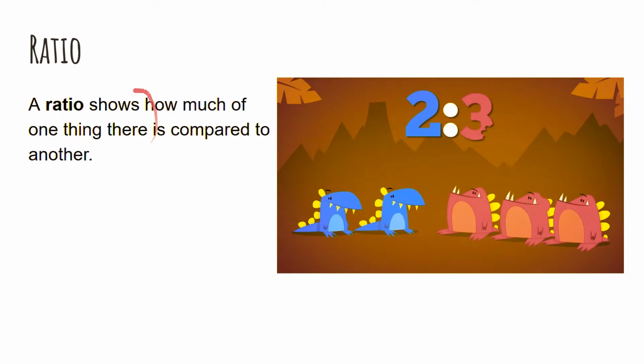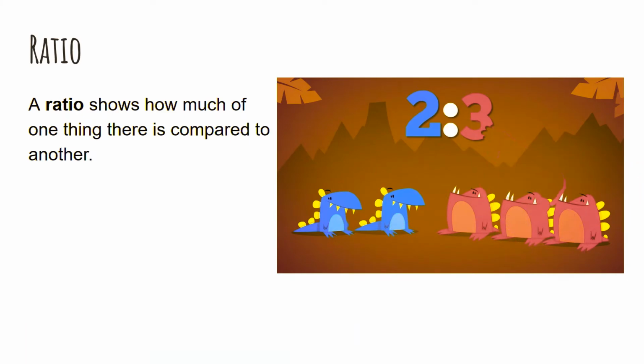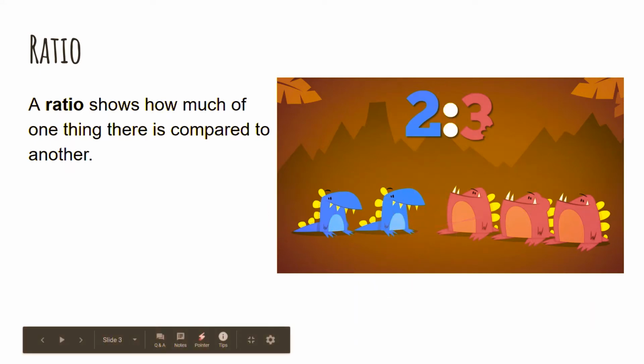Okay, so basically this is the definition of a ratio. It just shows how much of one thing is compared to another thing. In this case, it's just 2:3 of these monsters. The blue ones, there's 2, and the red ones, there's 3. Pretty simple. So the ratio here would be 2 blue monsters is to 3 red monsters.